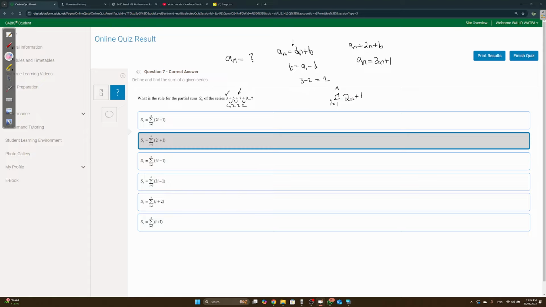They use i instead of n because it's more professional when using sigma to use i. That's just how they do it. And the dot dot dot means it keeps on going forever. So since it keeps on going forever, we end it at n. But if they stopped it over here at 9, you know this is the 4th term, so you'd end it up at 4. Okay, but they didn't. They put dot dot dot, which means it continues on forever.